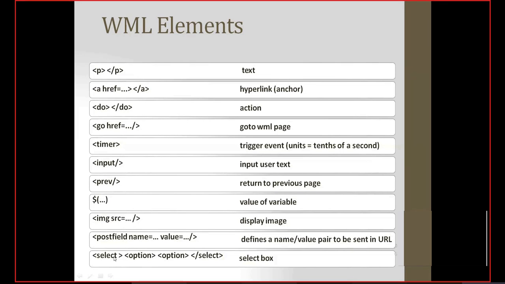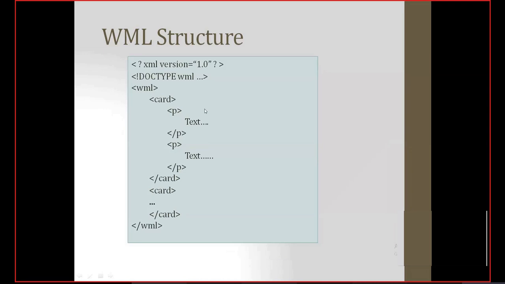The select tag is used to create a selection box, and the option tag is used to create different options from which we can select, right? So that is another pair of tags used in WML. Fine. All these are used according to the application setup.